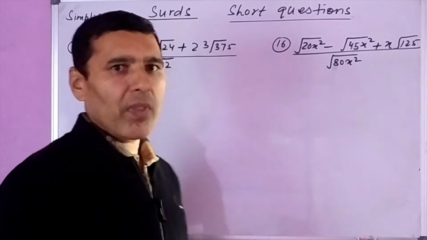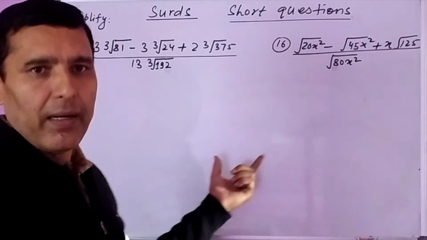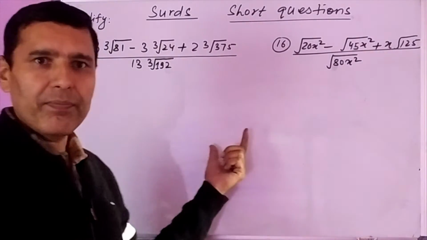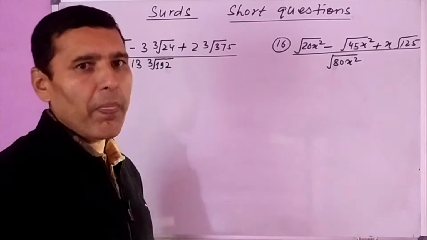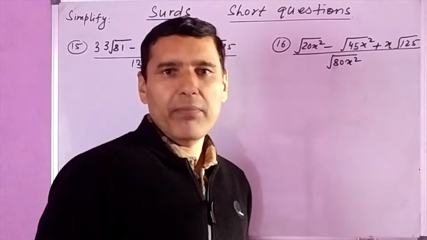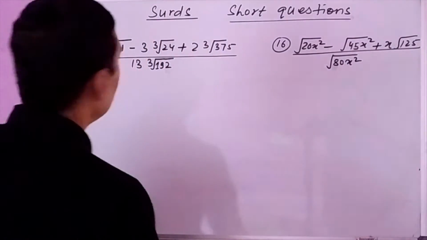That means the order of all these surds is the same, but the radicands are different. After simplifying these radicands, they will be converted into like surds, and like surds can be simplified, that is, they can be added or they can be subtracted. So let's simplify the radicands.